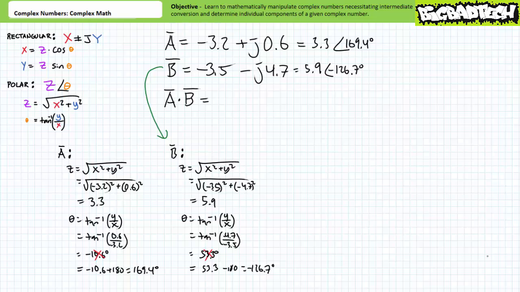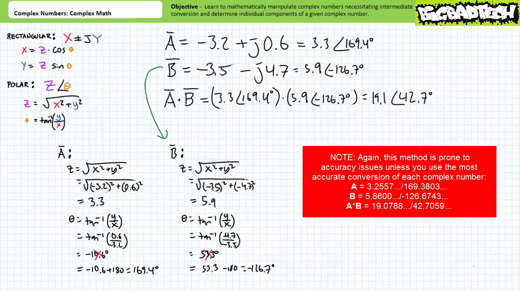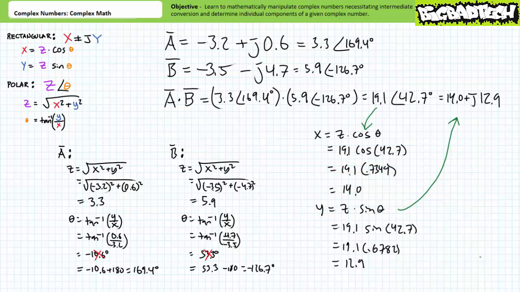Again, note since these rectangular coordinates place us inside the third quadrant, this necessitates active intervention on our part to arrive at a proper angle figure. When we multiply A and B together, essentially multiplying the magnitudes and adding the angles, it yields 19.1 at an angle of 42.7 degrees. If we need to, we can convert this result to rectangular. Doing so yields 14 plus j 12.9.